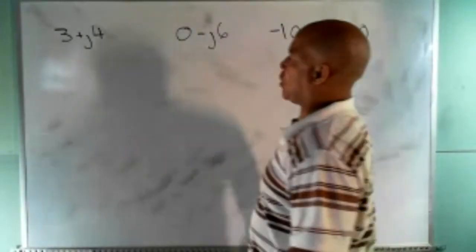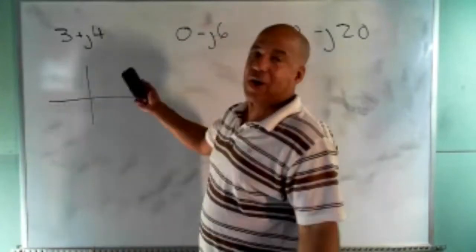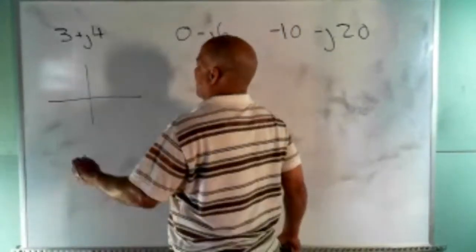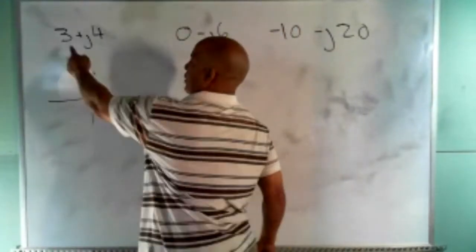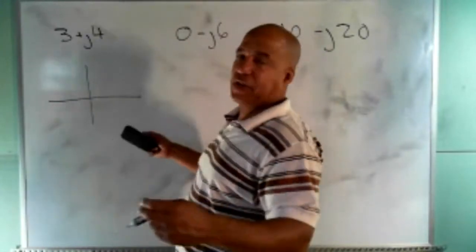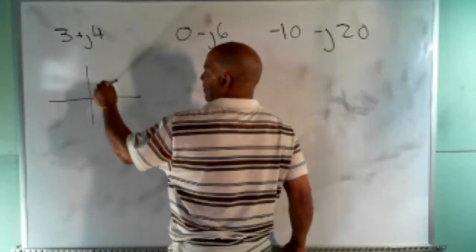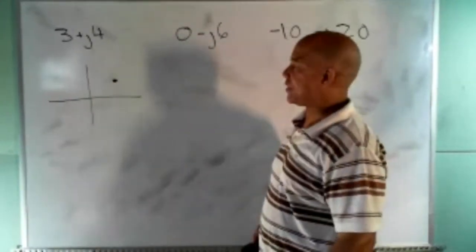We'll do the first one together. They want you to make the coordinate system. What quadrant is this in? Well, it's in quadrant one because they're both positive. And if you can put the dot, you don't have to measure or draw a scale, but you kind of go over three and up four. It might be over like that. So there's the dot. There's my complex number.